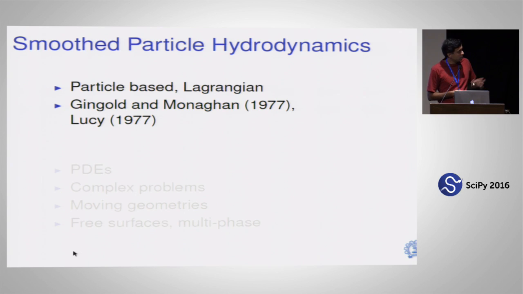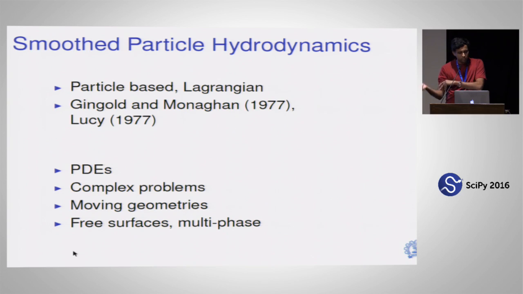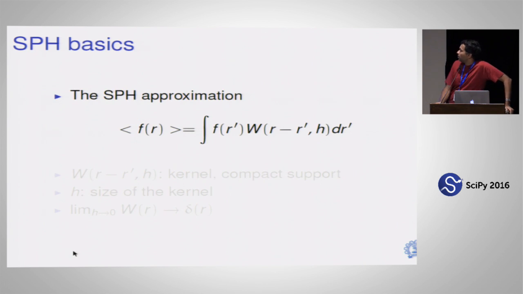So SPH has its history, 1977. Two independent researchers worked on it. But then Monaghan is kind of like the big daddy of this scheme. He's published a huge amount of literature on SPH schemes. Basically, they let you do PDEs, complex problems, moving geometries, free surfaces, multi-phase flows. All of these are possible within the SPH framework. So how does it work? Well, it basically starts off with approximating an exact integral with an approximation that looks like this.